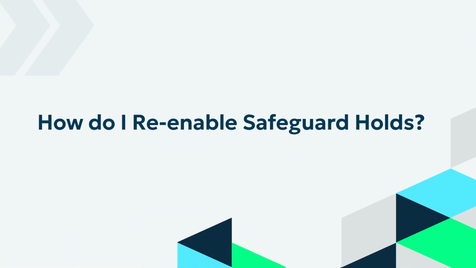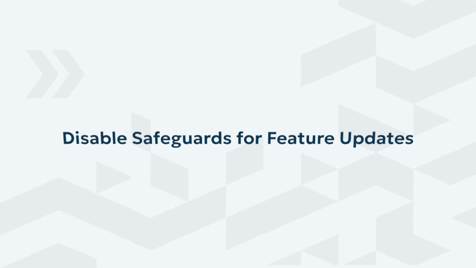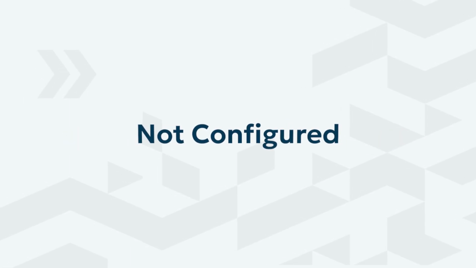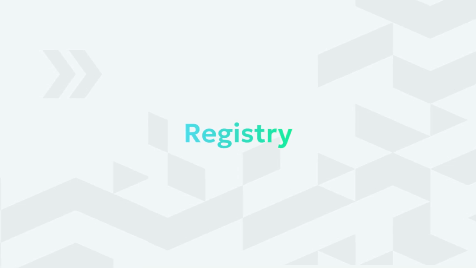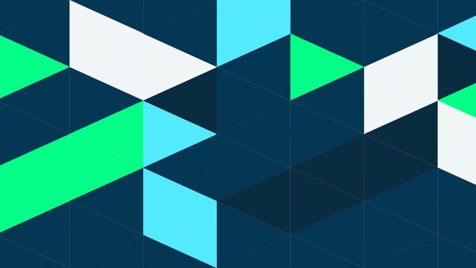How do I re-enable safeguard holds? To restore protection against known update issues, re-enable safeguard holds. In Group Policy, set Disable Safeguards for feature updates to Not Configured. In the registry, change Disable WUFB Safeguards to 0 or delete it.